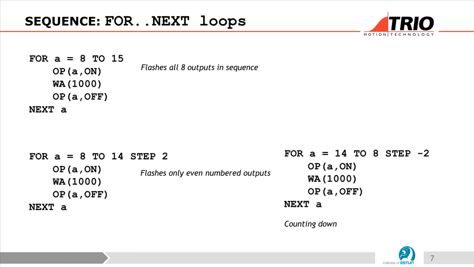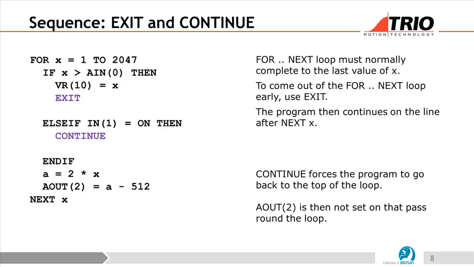Alright, this is a sequence that I rarely use, but the FOR NEXT loop must normally complete to the last value of the x, so the last value of the axis. So to come out of the FOR NEXT loop early, you can use this EXIT function. So the program then continues on the line after the NEXT of this.